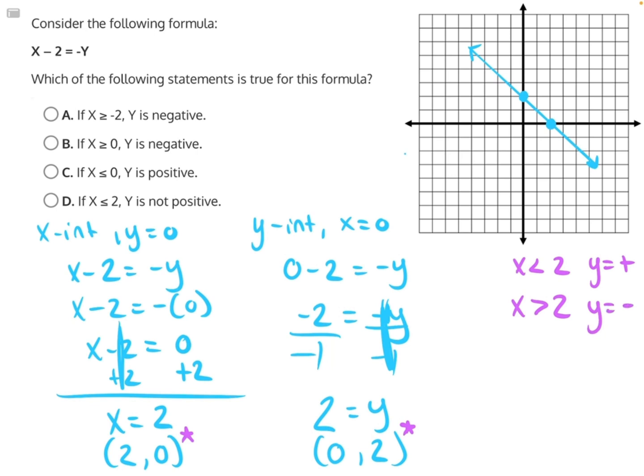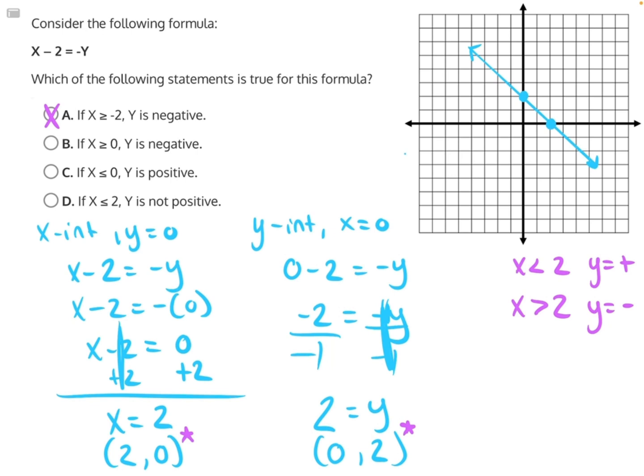A says if x is greater than or equal to negative 2, y is negative. Let's put that on the graph and look at all of our values that are greater than this value. So far, we have nothing but positive y values. Once we cross the x-axis, then we go into negative values. So it's not negative the entire time, making A incorrect.